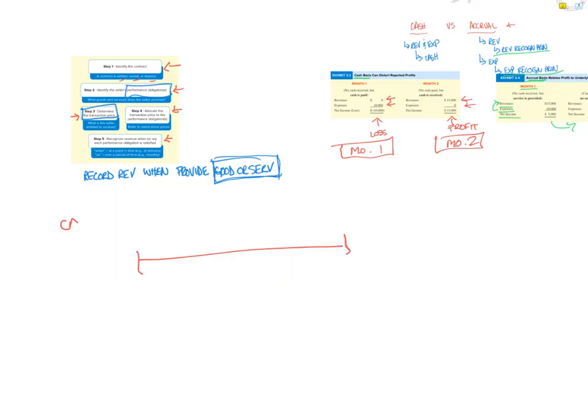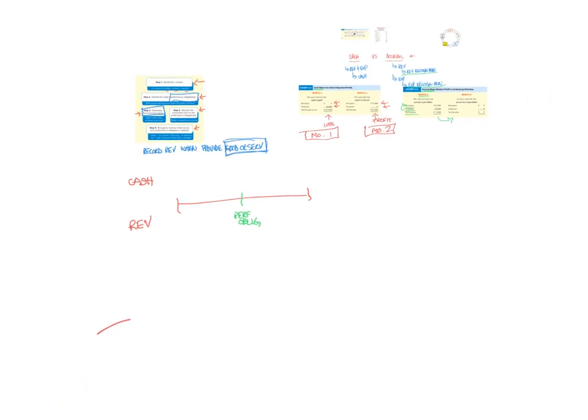I'm going to put cash on top, and then revenue on bottom. And then right here in the middle, I'm going to go ahead and note that this is where we complete the performance obligation. Okay. All right, scenario number 1 is going to be where we, the company, receive cash prior to actually completing the performance obligation, providing the good or service.